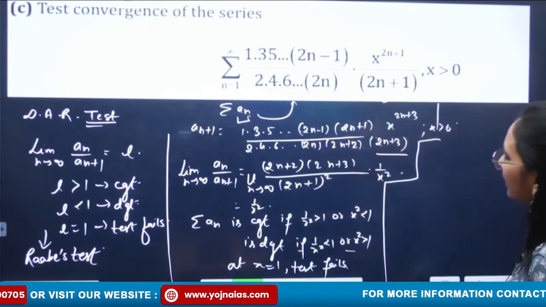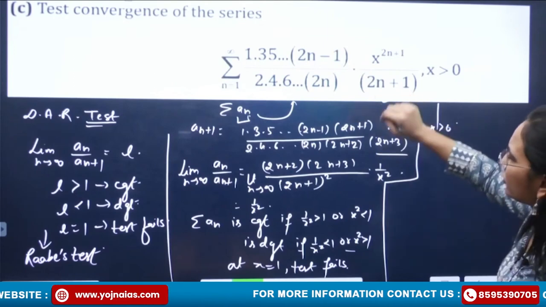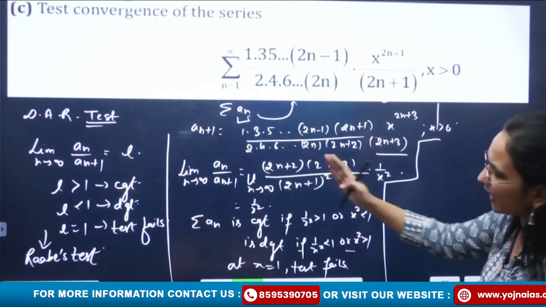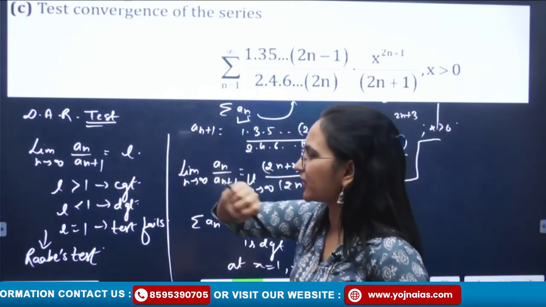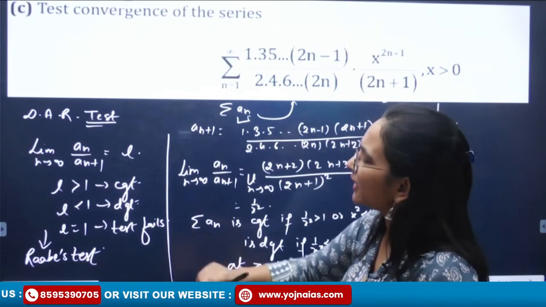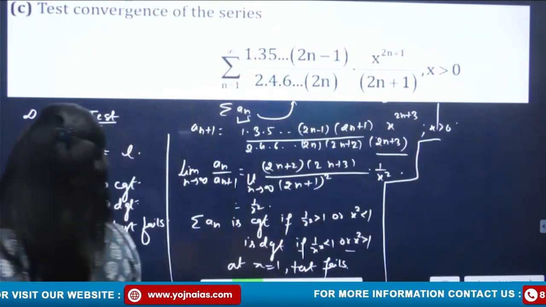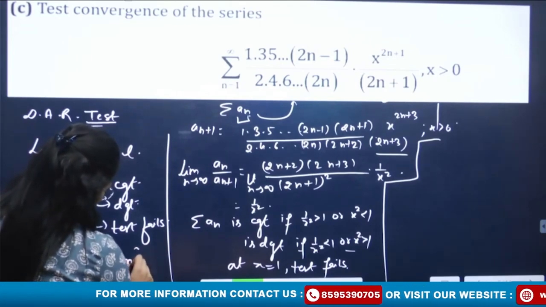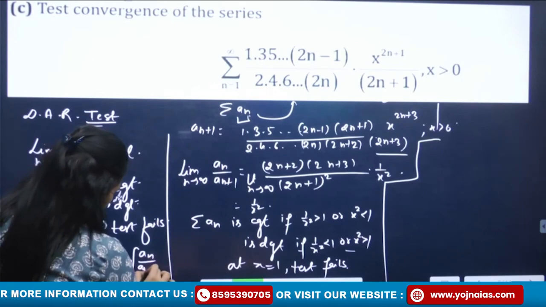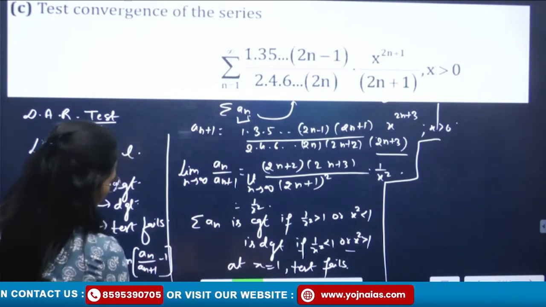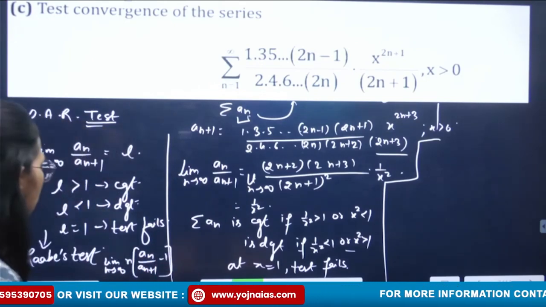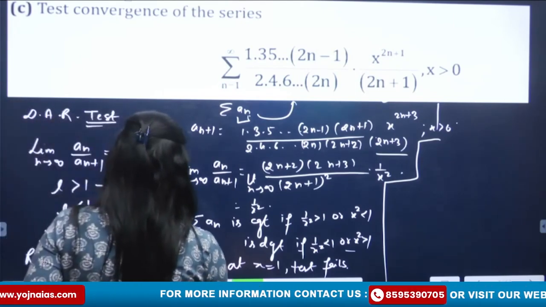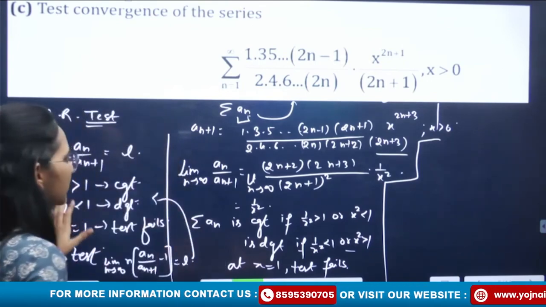And if the test fails, then what will we do? We will go back to the sequence and try something else. If D'Alembert's ratio test fails, then we will apply Raabe's test. In Raabe's test, you need to check the limit as n approaches infinity of n into (an over an plus 1 minus 1). So 1 is subtracted from the above terms, and if it turns out to be L, then similar conditions would be applied. So let's try.